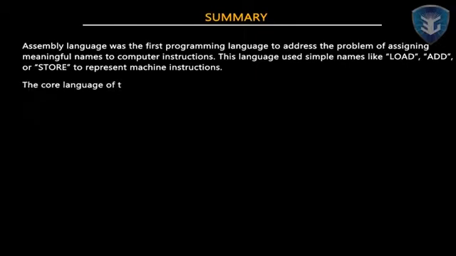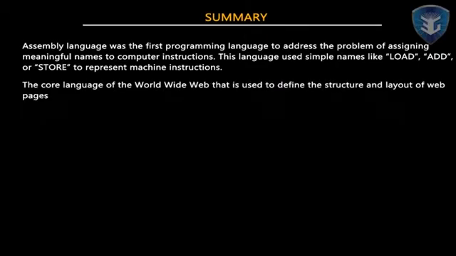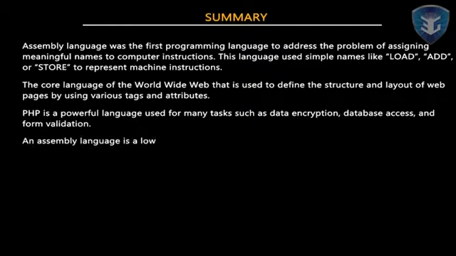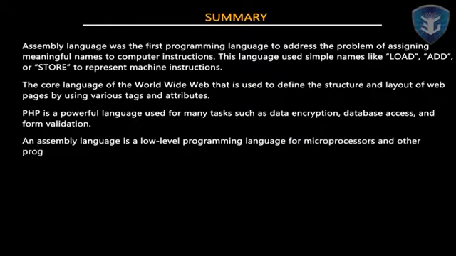HTML is the core language of the World Wide Web that is used to define the structure and layout of web pages by using various tags and attributes. PHP is a powerful language used for many tasks such as data encryption, database access, and form validation. An assembly language is a low-level programming language for microprocessors and other programmable devices.